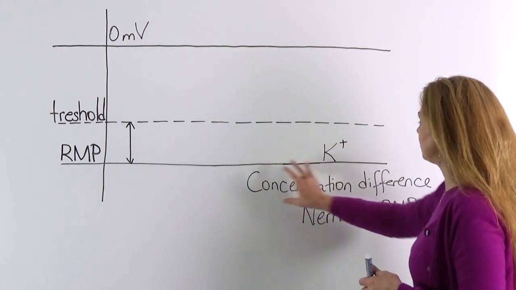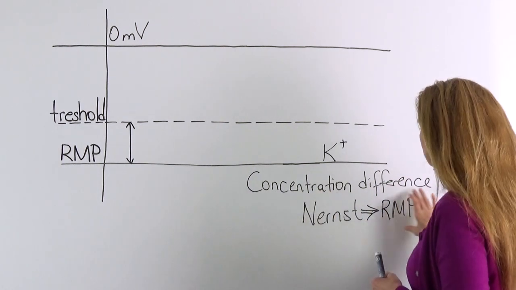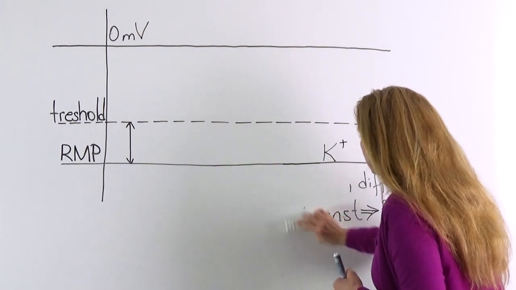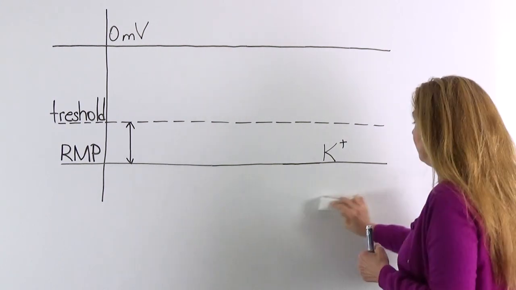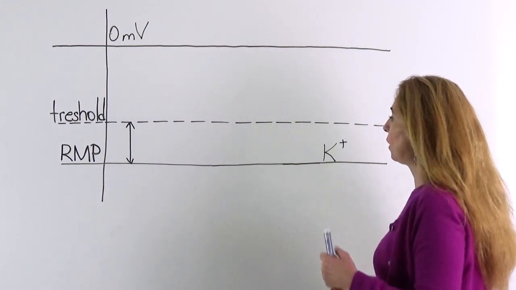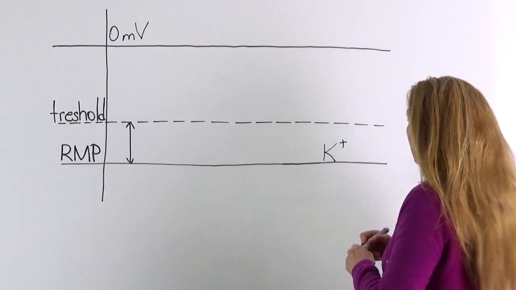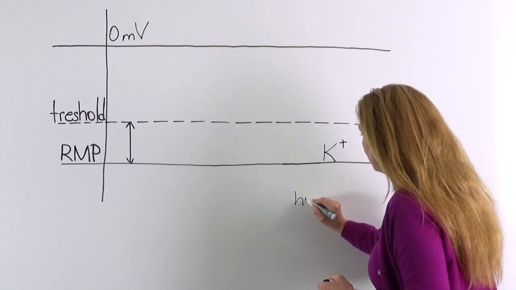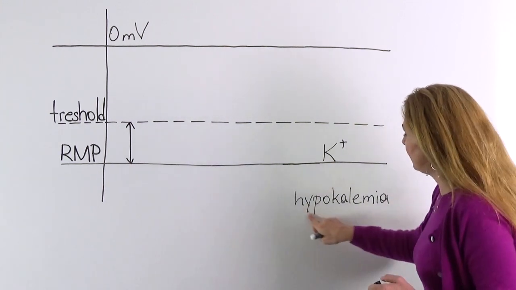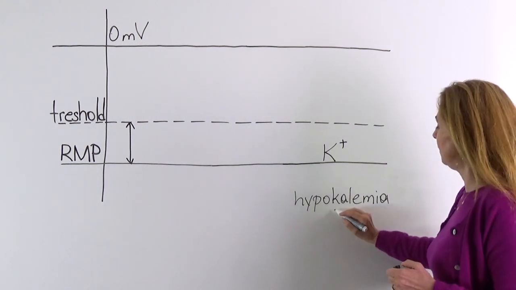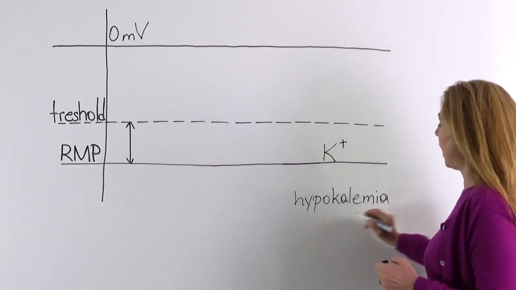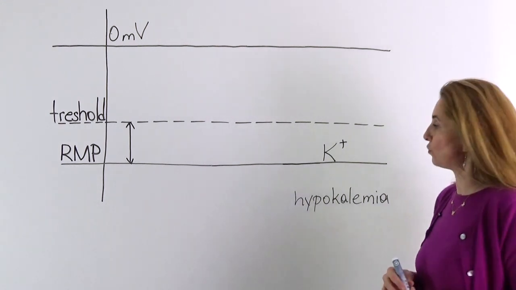If we play with the concentration difference of potassium, we can change the Nernst potential and therefore we can change the resting membrane potential. Most of the changes that affect the concentration difference happen on the outer concentration of potassium. So in this figure I will talk about the effects of a decrease in the outer concentration of potassium, which is called hypokalemia. If we examine this word, hypo means low level, kalium is potassium, emia is in the blood. So hypokalemia means there is a low level of potassium in the blood.